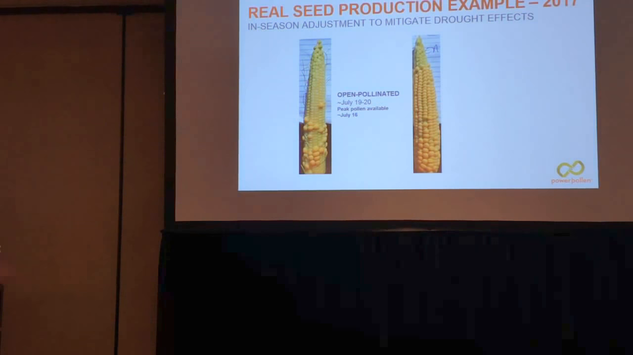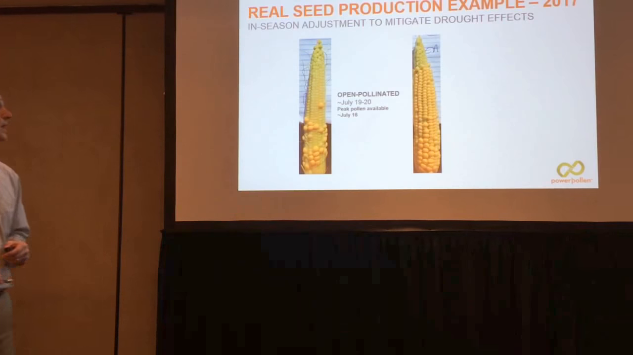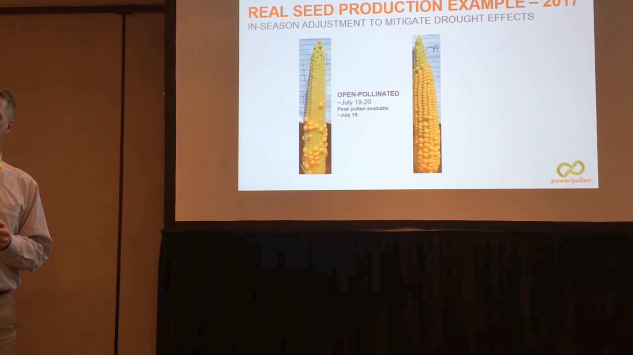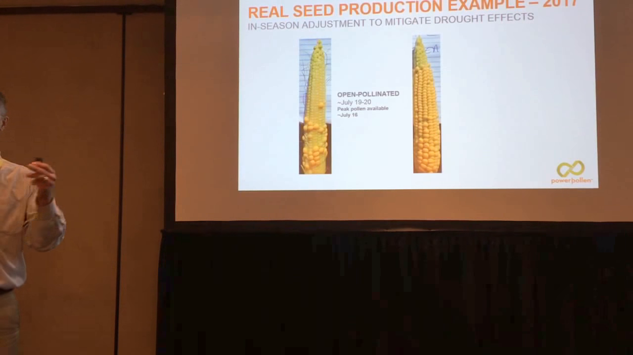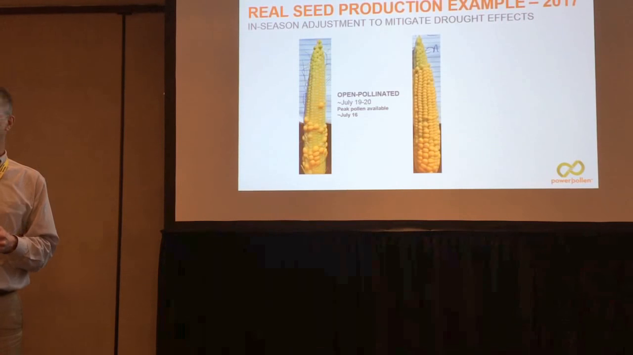So this is an example in the field this last summer in which we were able to use in-season adjustments to mitigate the effect of drought. So when water stress occurs, what the corn plant does is it puts less resources into the female, and the female gets delayed relative to the male because it takes less energy to make pollen.